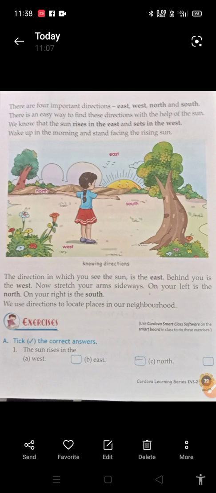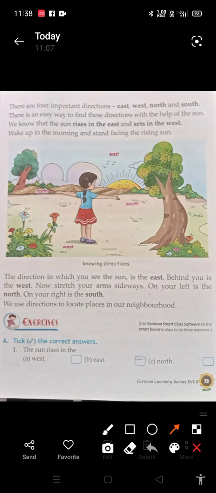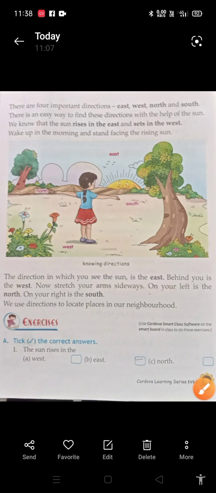The direction in which you see the sun is the east. Behind you is the west. Now stretch your arms sideways. On your left is the north, on your right is the south. So get up in the morning, stand facing the sun. When you stand facing the sun, you are able to locate the direction east. Now at your back is the west. To your left would be north and to your right would be south. So this is how we locate the direction.